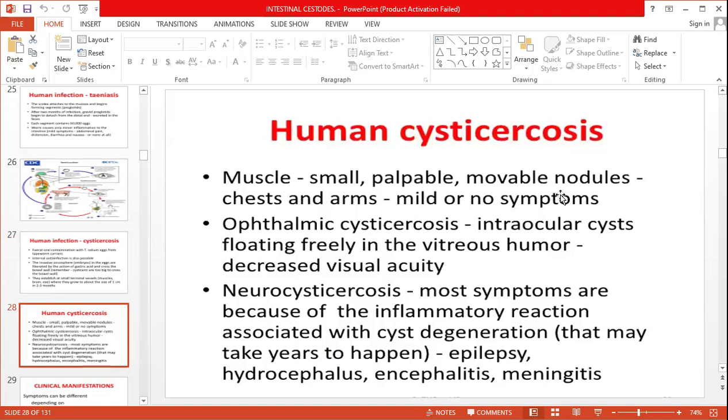In muscles, there are small, palpable, movable nodules in the chest and the arms, mild, with no symptoms. If the eyes are infected, it is known as ophthalmic cysticercosis. There is an intraocular cyst floating freely in the vitreous humor. When it affects the central nervous system, it is known as neurocysticercosis, with more symptoms because of the inflammatory reaction associated with cyst degeneration.